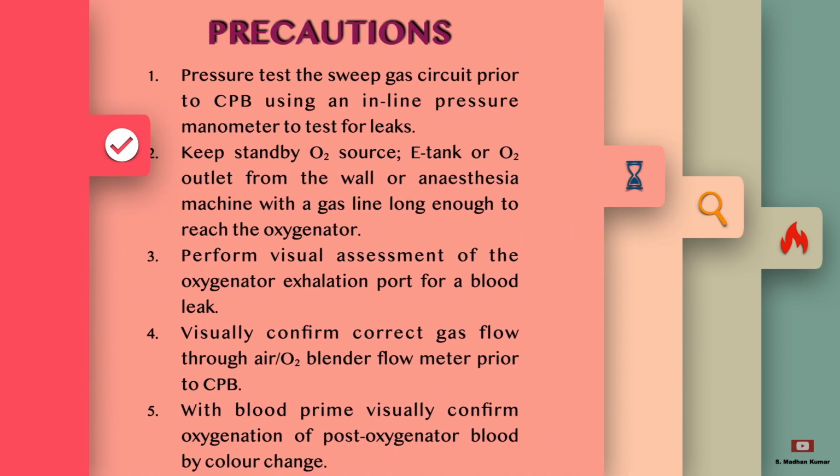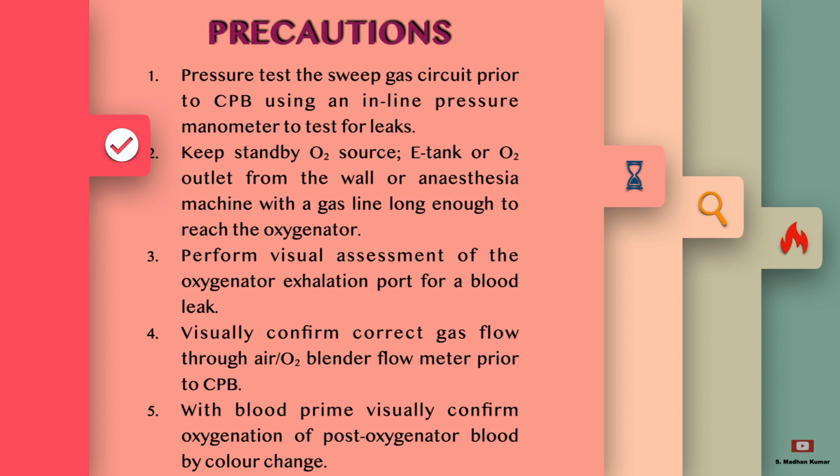What are all the precautions to be taken to avoid this? First of all, pressure test the sweep gas circuit prior to CPB, using an inline pressure manometer to test for leaks. Always keep a standby oxygen source, an E-tank or oxygen outlet from the wall or anesthesia machine, with a gas line long enough to reach the oxygenator.